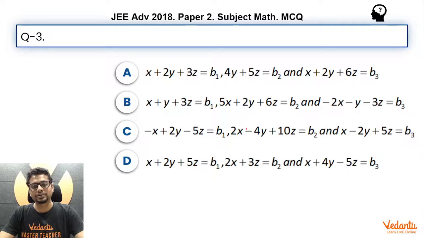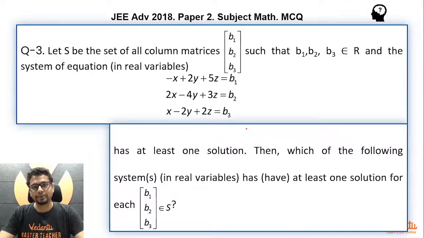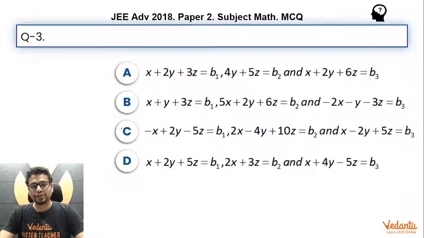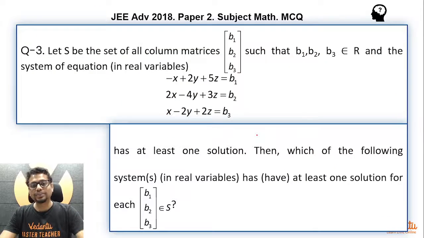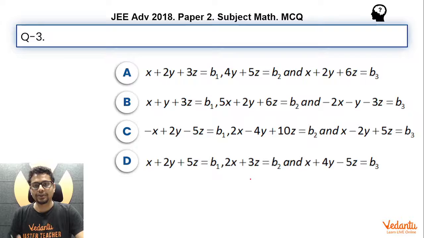So these are the four options. Let's solve it. This is a multiple correct type question. So here basically the column matrices b1, b2, b3 are all such that this system of linear equations has at least one solution, and this set of column matrices is said to be capital S. And what we are looking for is which of these four systems of linear equations has at least one solution for all of these column matrices b1, b2, b3. And you can note b1, b2, b3 are being used in all these four options, system of linear equations.